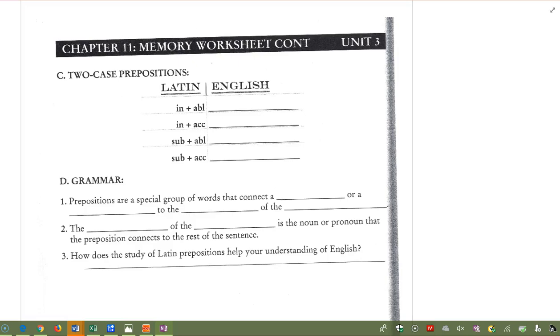Here we are, Latin for Children B, Chapter 11. We're going to work through the rest of Chapter 11. This is a preposition review, and this is your last chapter before we hit break. So let's take a look and see what we have right now. We have two case prepositions.